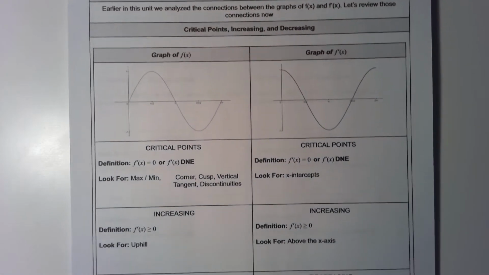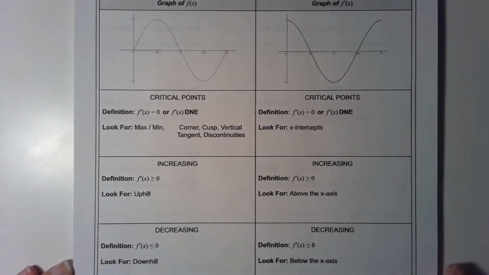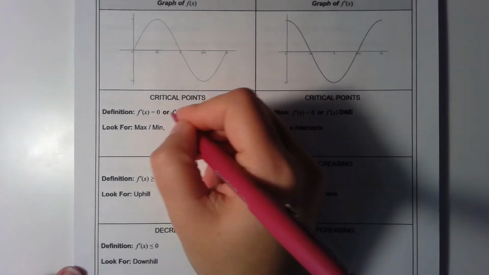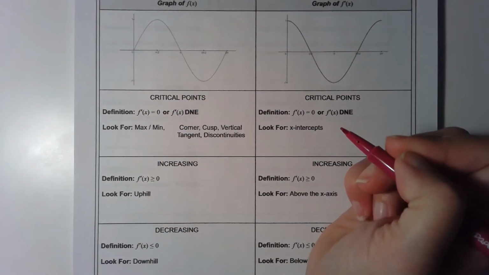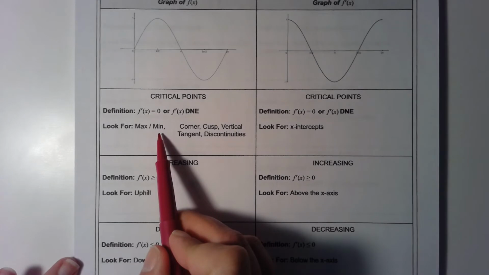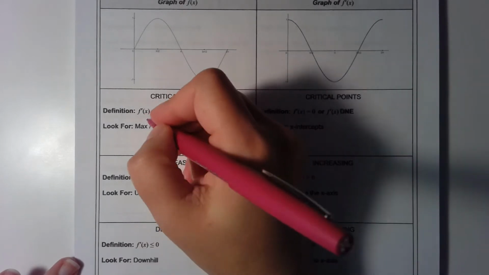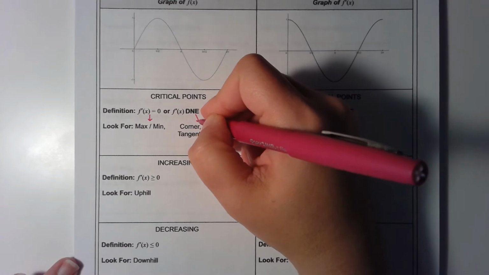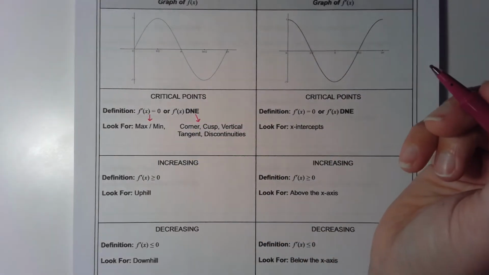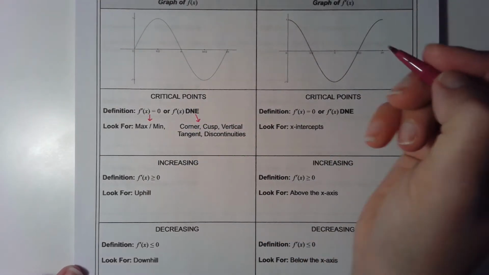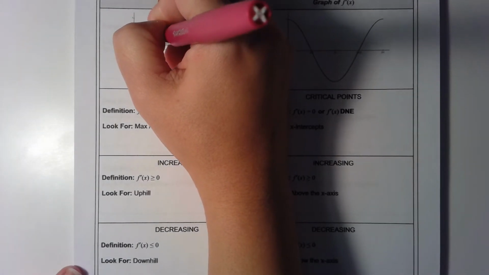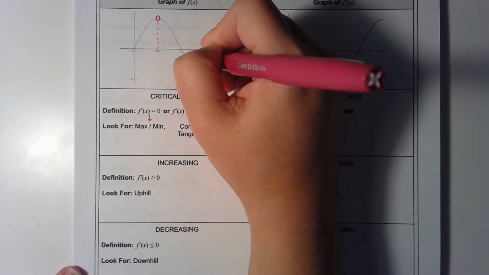So just as a review, if we're talking about a graph and I say, where are the critical points? The critical points are going to be the places where the derivative is equal to 0 or does not exist. So you're going to be looking for either maximums or minimums. Those would be places where the derivative is equal to 0. And you're going to be looking for where the derivative does not exist, which means corner, cusp, vertical tangent, or discontinuity. On this picture, the critical points would be here and here.